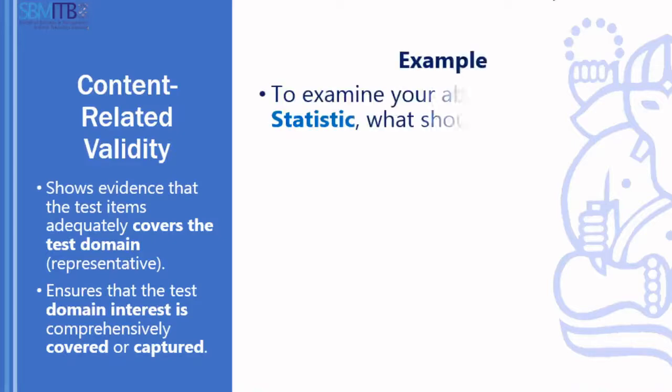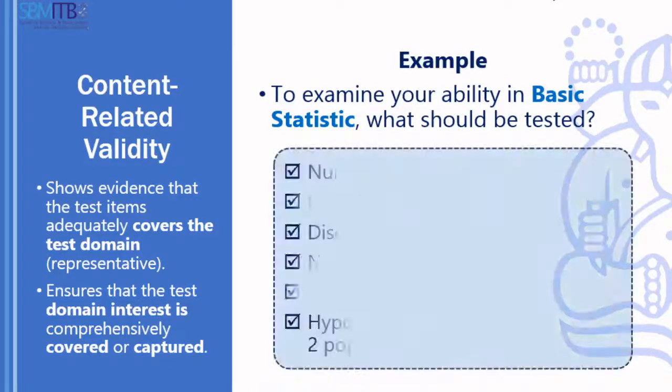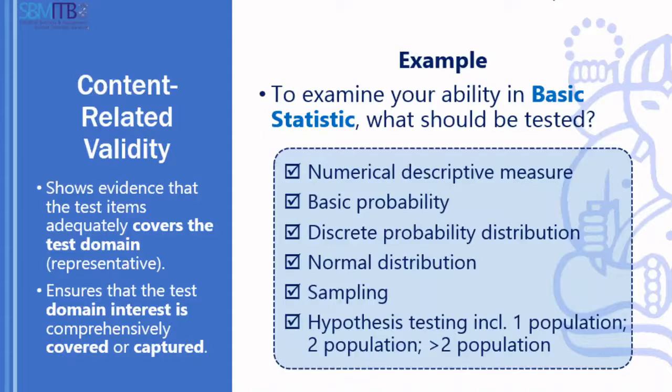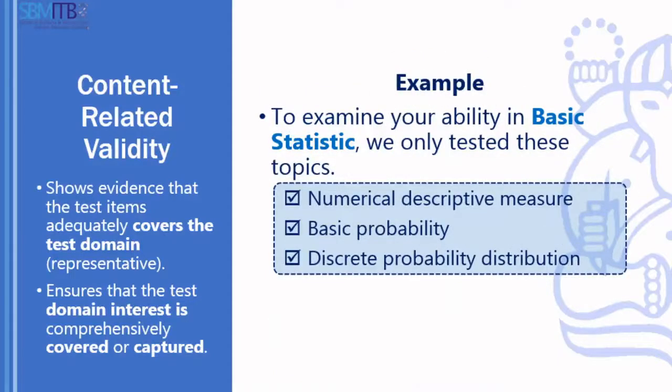Let's say that I want to examine your ability in basic statistics. What should be tested? All of these topics are supposed to cover the ability of basic statistics, which is the test domain. And what if I only test you with these three topics? Do they represent your ability in basic statistics? Is this test valid to assess your ability in basic statistics?